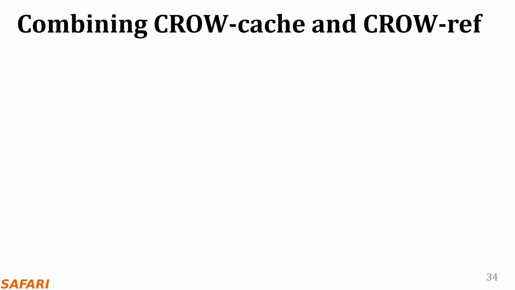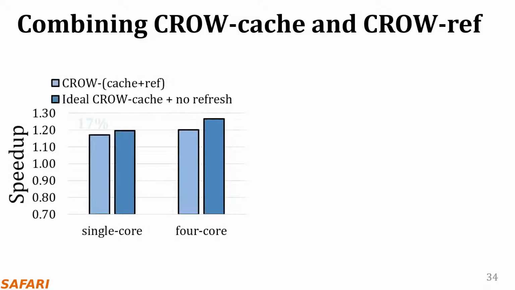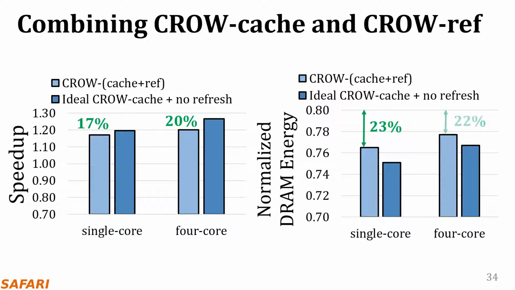CrowCache and CrowRef are complementary to each other. We combine both mechanisms by keeping 8 copy rows per subarray. Both mechanisms together provide 17% and 20% speedup for single-core and 4-core workloads, and they perform close to an ideal mechanism that has a CrowCache with 100% hit rate and eliminates all DRAM refresh operations. CrowCache and CrowRef together save significant DRAM energy.